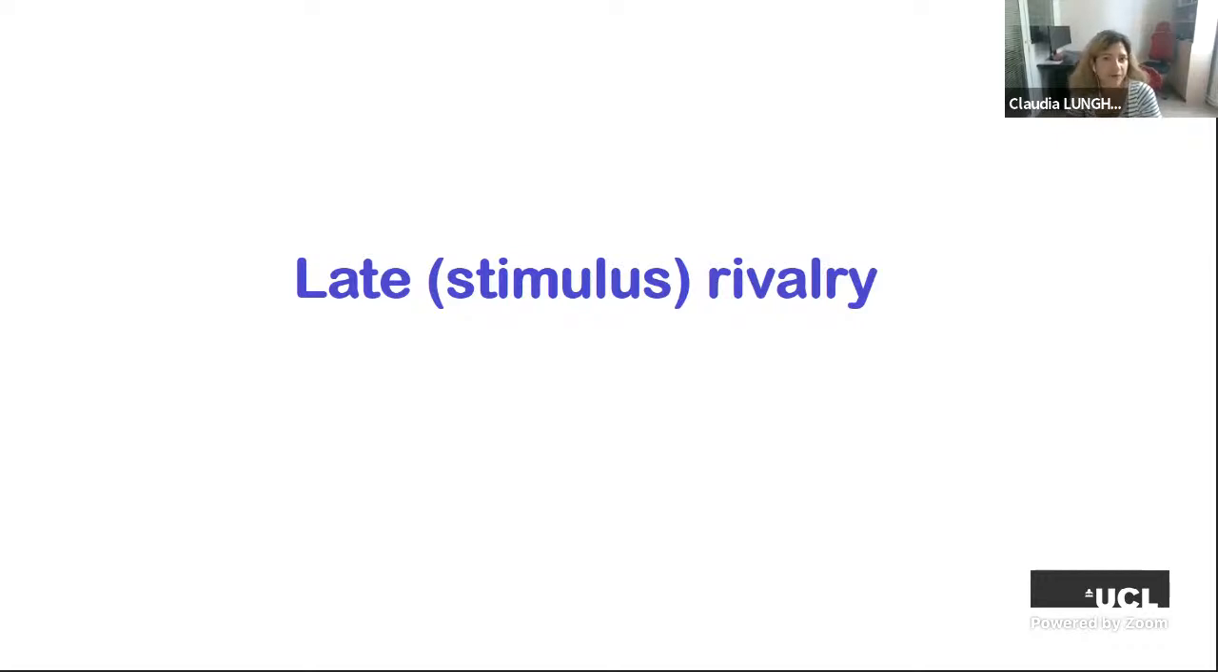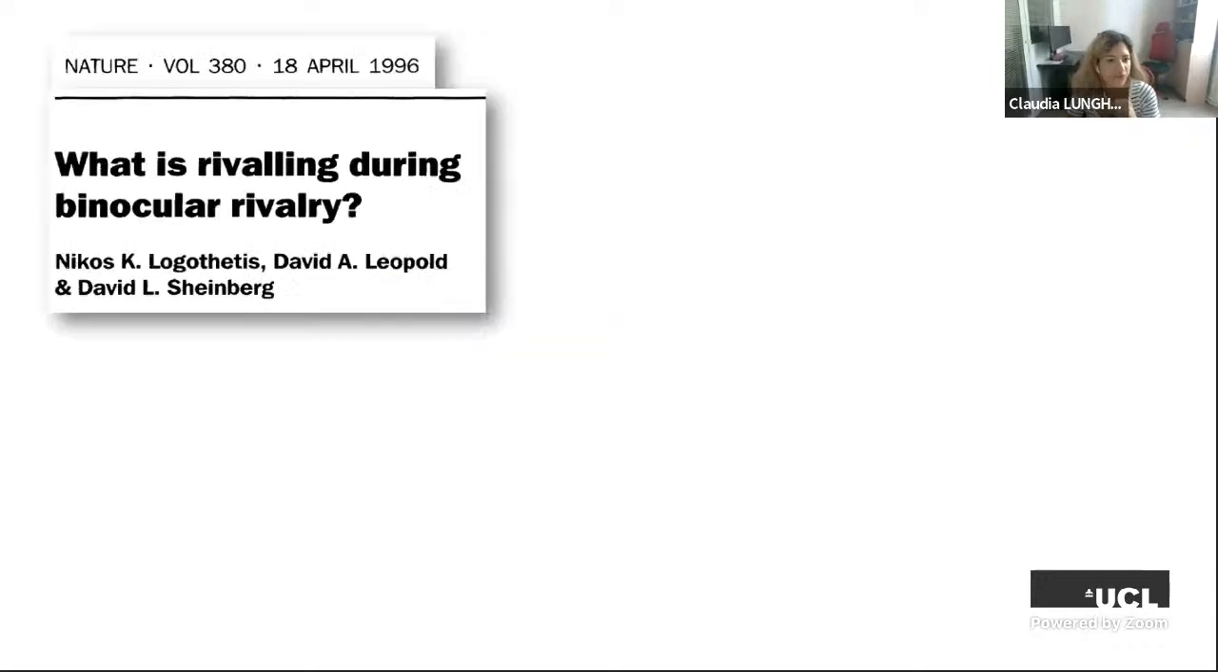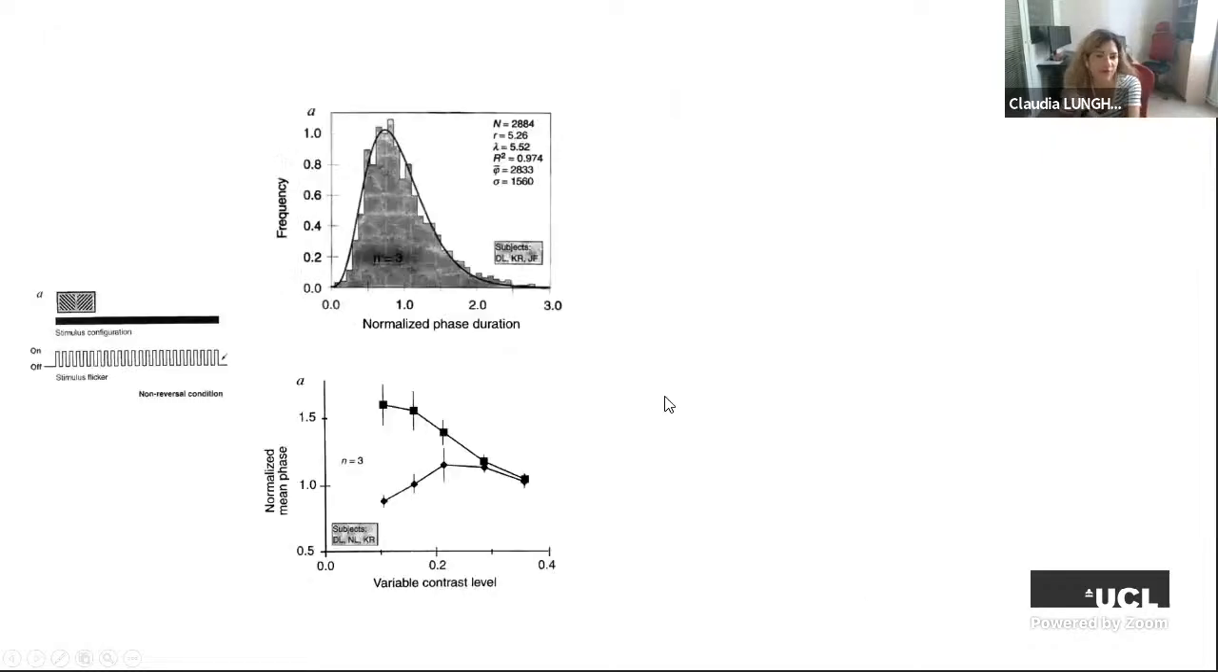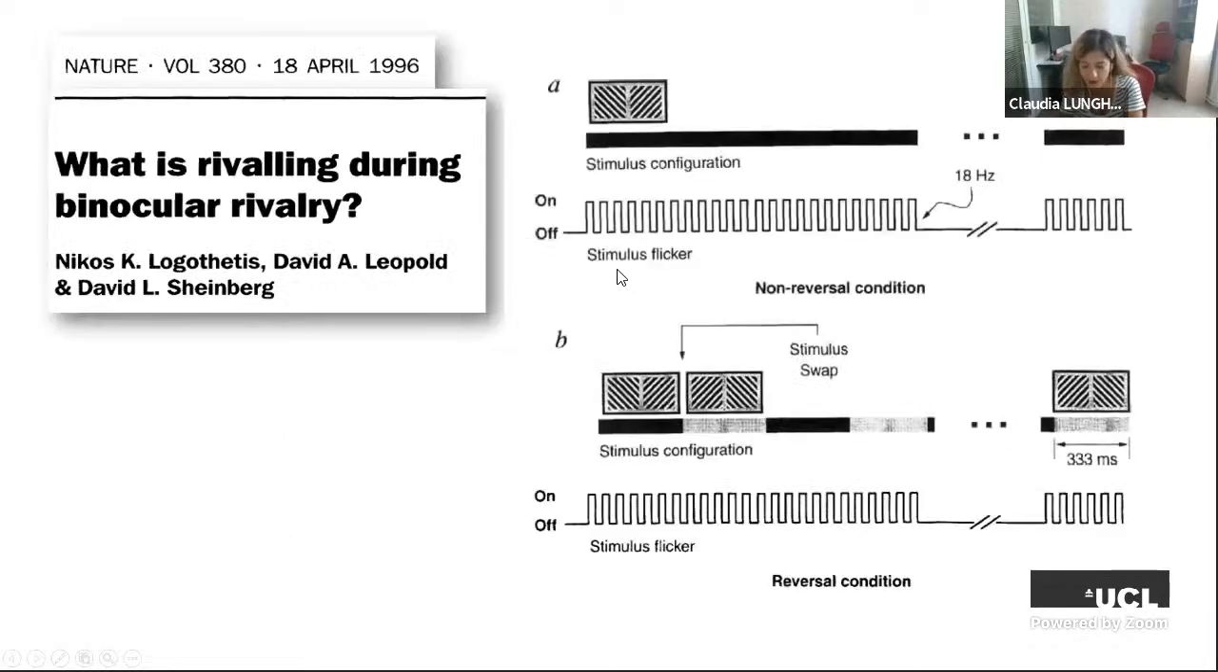And I'm going to focus basically on two papers. The first one appeared in 1996 in Nature by Logothetis, Leopold, and Sheinberg. In their paradigm, they proposed two different stimulus configurations. They compared normal binocular rivalry, a condition in which binocular rivalry is simply elicited between two orthogonal gratings that are flickered at 18 hertz. And there's a reason for that you're going to see in a while.